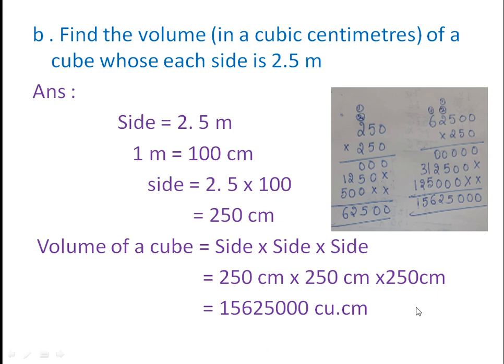Okay, in this chapter formulas are very important. Area of a rectangle formula, area of a square, volume of cuboid, volume of cube. 4 formulas are there. These are very important. Okay, next.